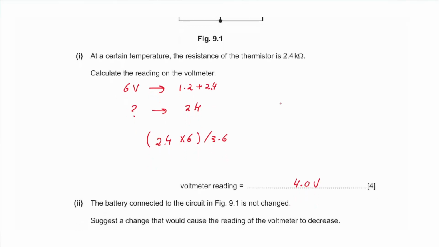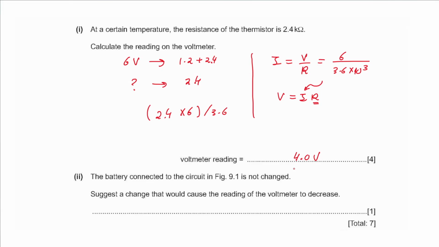Another way of solving this question is getting the current. The current is equal to the total voltage over total resistance. So 6 divided by 3.6 times 10 to the power of 3 for kilo ohms. And then substituting in V equals IR, we get the current and we have the resistance of the thermistor, 2.4 times 10 to the power of 3. We will get the same value for the voltage.